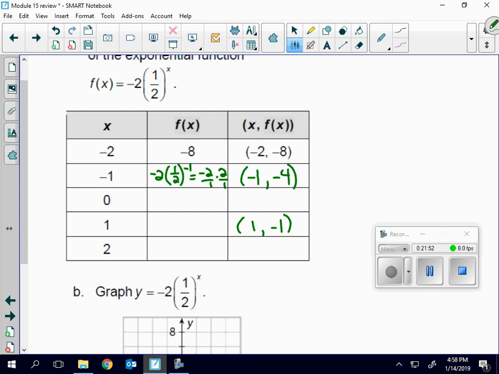All right. -2 times 1/2 to the 0 power. Anything to the 0 power is 1. So this is just -2 times 1, which is -2.